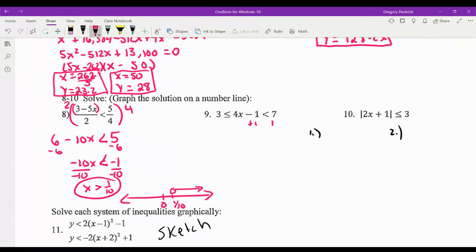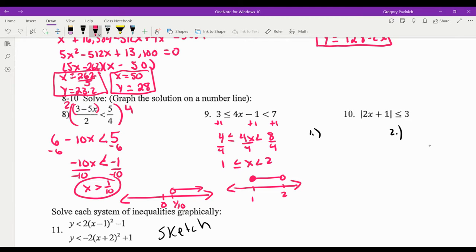Remember on these double inequalities, what I do to one side, I have to do to the other. I got two sides. 5 by 4, divide everything by 4. It's not negative, so everything stays. And these should look like an and statement, which looks like a bell, like a weight set.